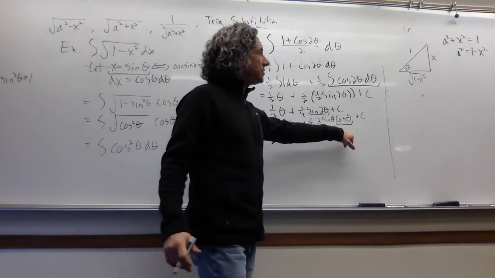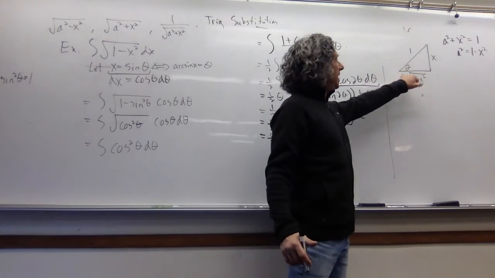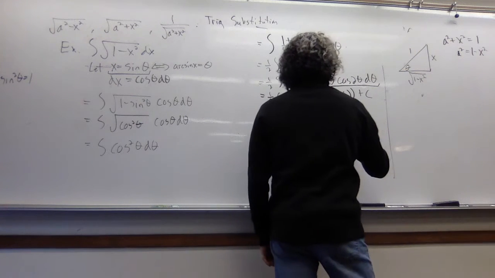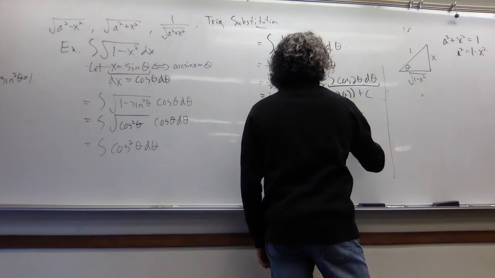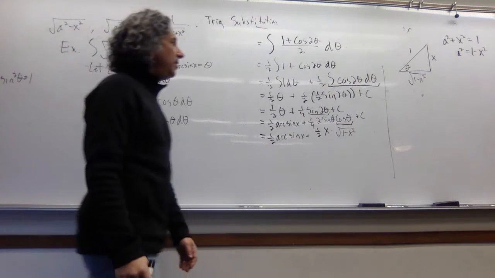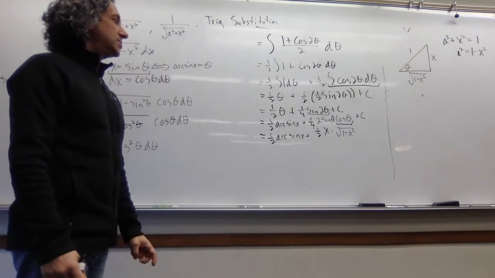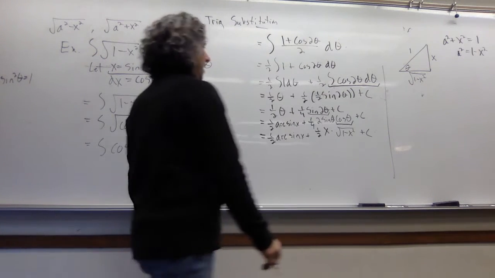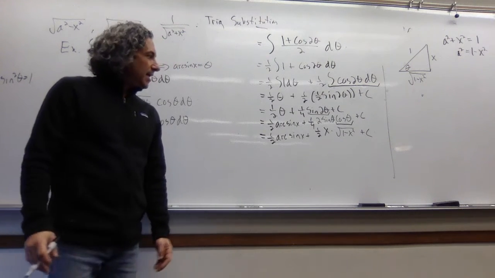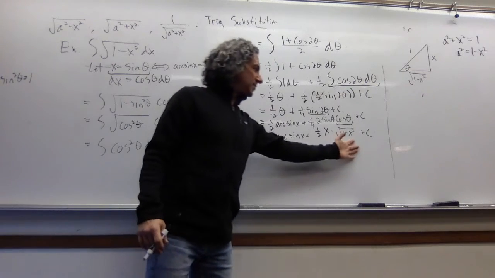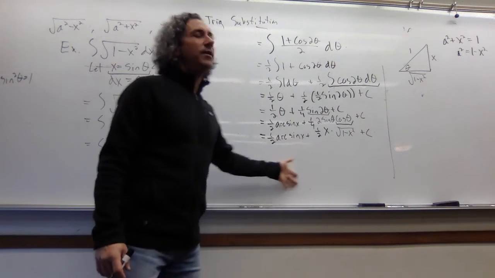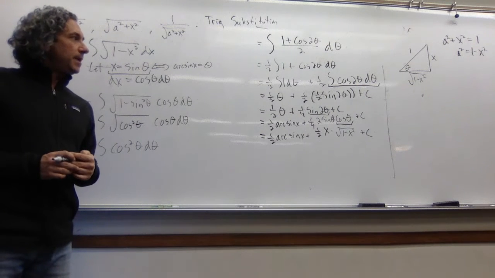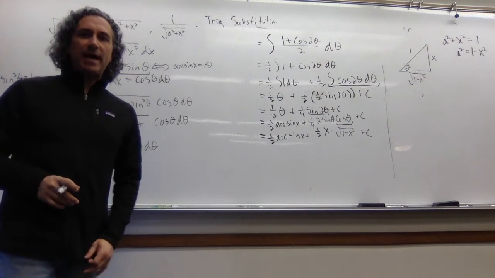Well, we're looking for cosine of theta, and now I can get it from this triangle. Cosine is adjacent over hypotenuse, so it's just the square root of 1 minus x squared over 1, or I could just write it as the square root of 1 minus x squared. Let me add my plus c, and I am done. If you took the derivative of this crazy thing over here, you would get the square root of 1 minus x squared.